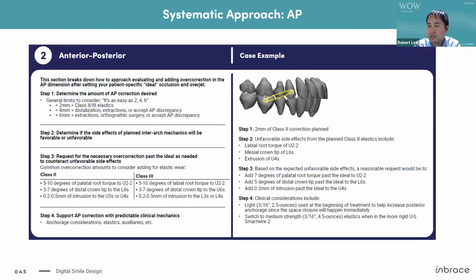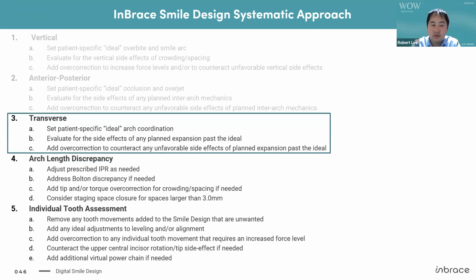And so again, this is pretty standard. It's the same side effects, whether it's traditional braces or aligners, but you just have to think that, again, you're doing this on a lighter SmartWire. So you have to, again, keep lighter elastics and add some overcorrection in to counteract the side effects that you're expecting here. Okay, going into transverse now.